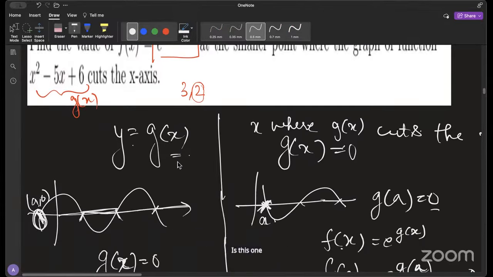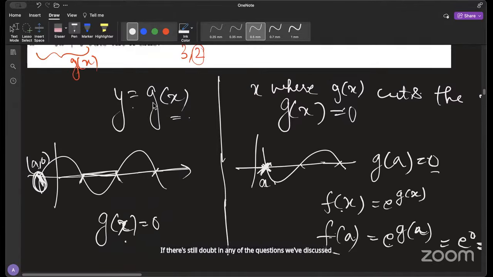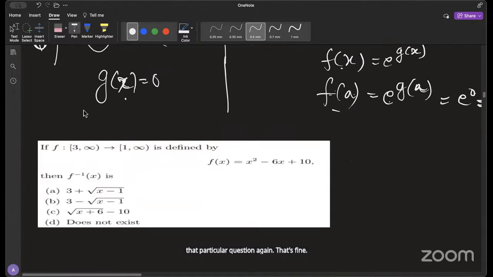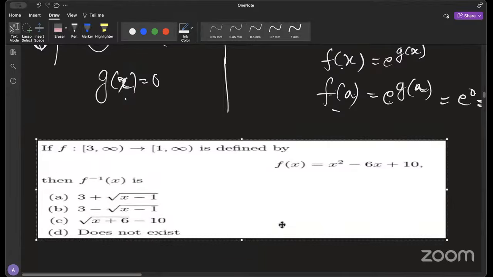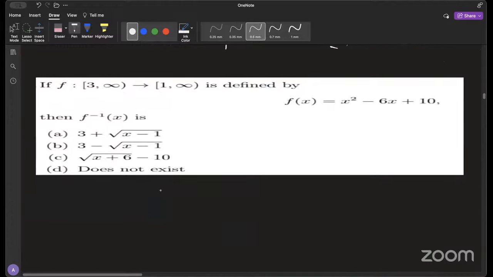Is this one clear to the one who had a doubt at this question? Can we move to the next question? Yes, ma'am, please. If there's still doubt in any of the questions we've discussed so far, we can go through that particular question again. That's fine. Does anyone have a doubt so far? Okay. Give this question a try. Until then, if anyone has a doubt, we can discuss that.